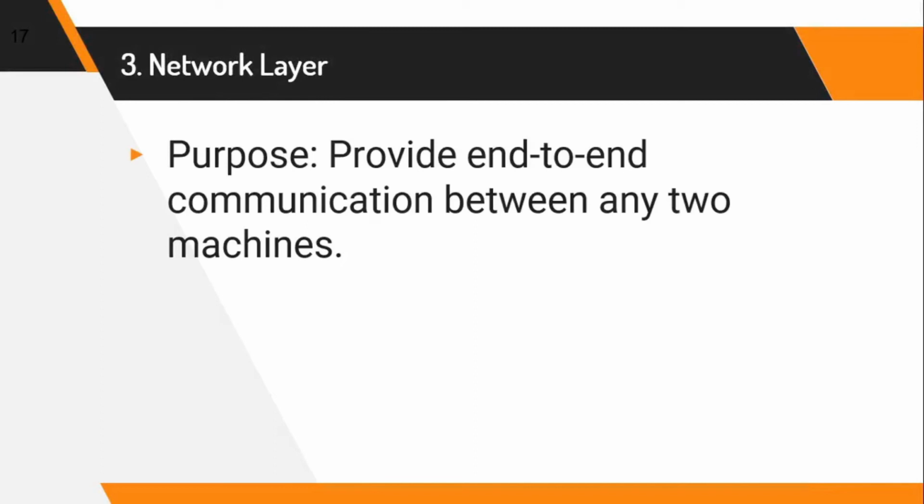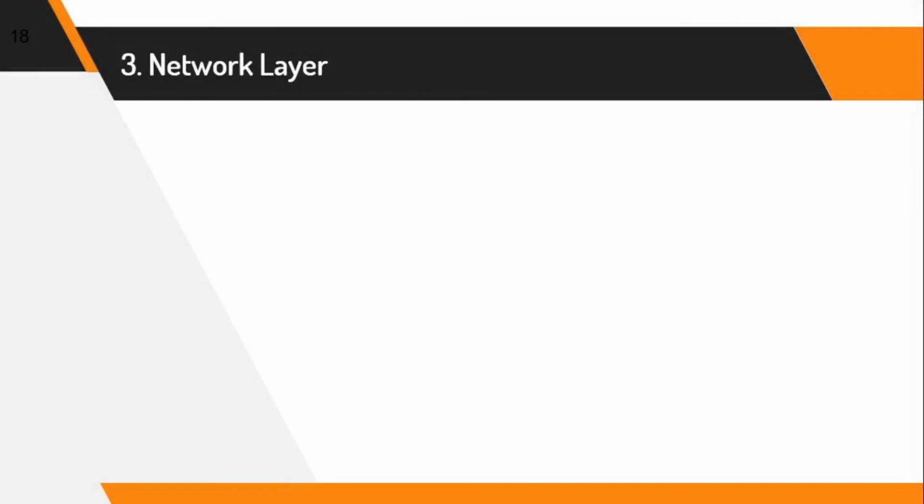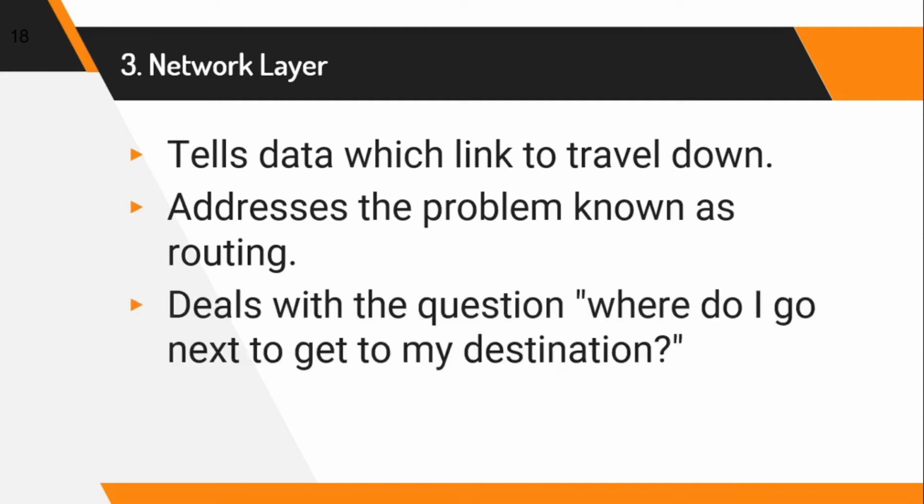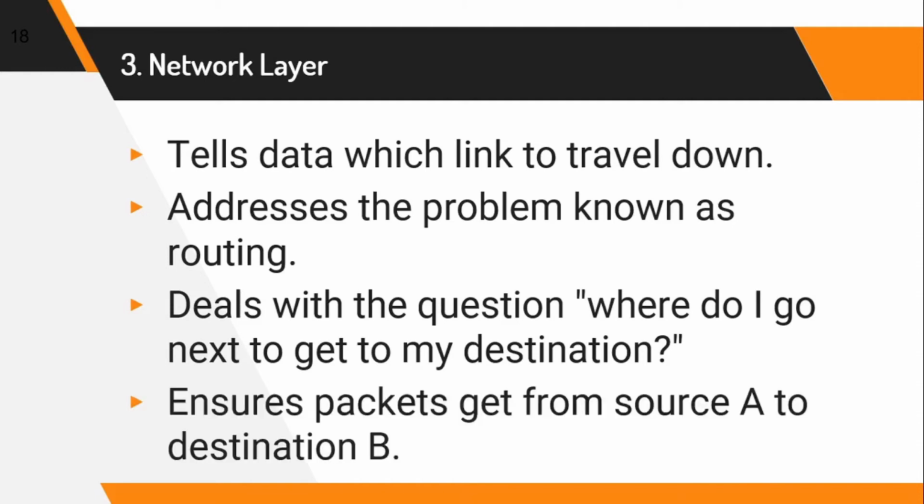The purpose of the network layer is to provide end-to-end communication between any two machines. It also tells data which link to travel down, addresses the problem known as routing, which deals with the question, where do I go next to get to my destination, and ensures that packets get from source A to destination B.